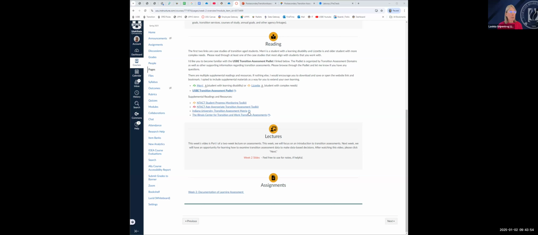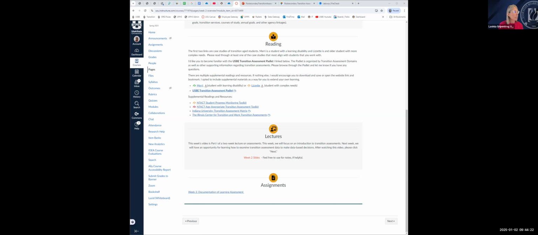And then the 2 other ones are Indiana and the state of Illinois, which have set up some other pretty cool transition assessment toolkits. One of them is like a matrix where you can click on the age of the student and the disability category of the student, and then it suggests certain transition assessments to use. That's the Indiana one. Those are pretty cool as well. So I just wanted to walk you through this week's reading.